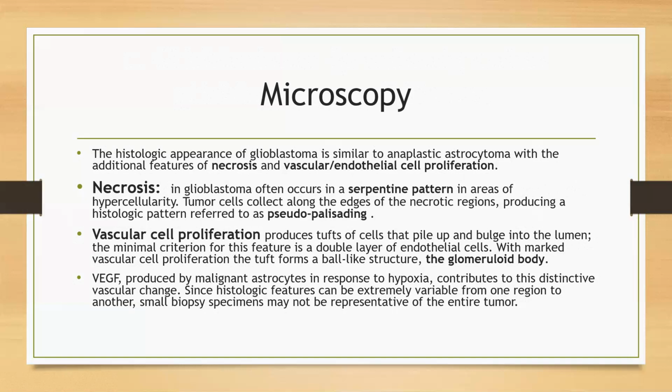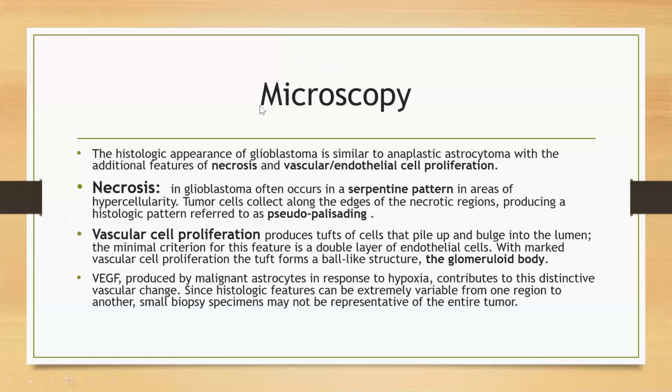Necrosis in glioblastoma often occurs in a serpentine pattern in areas of hypercellularity. The tumor cells collect along the edges of the necrotic region, producing a histologic pattern referred to as pseudopalisading. This is very, very important. Vascular cell proliferation produces stuffed up cells that pile up and bulge into the lumen. The minimal criterion for this feature is a double layer of endothelial cells. With marked vascular cell proliferation, they form ball-like structures, the glomeruloid bodies.